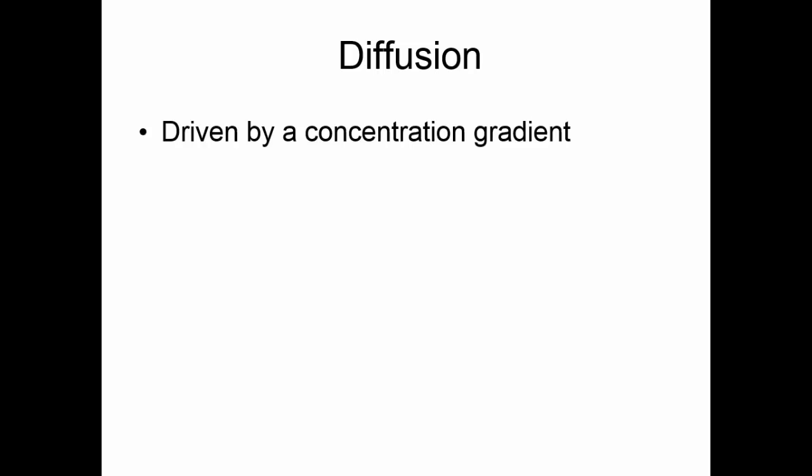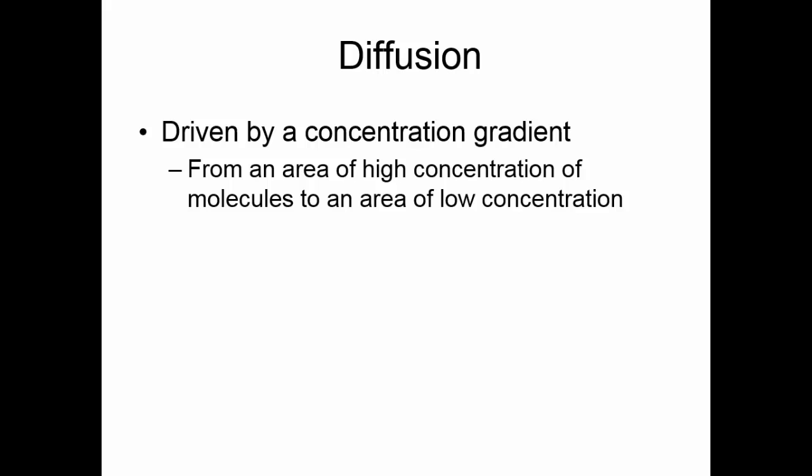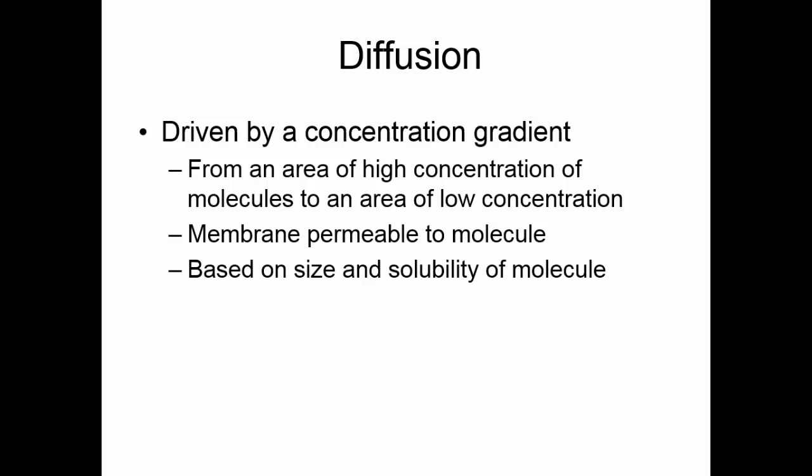The process of diffusion is driven by a concentration gradient. Molecules move from an area of high concentration of molecules to an area of low concentration of the same molecule. Diffusion can occur if the membrane is permeable to the molecule in question, and diffusion occurs based on the size and solubility of the molecule in question.